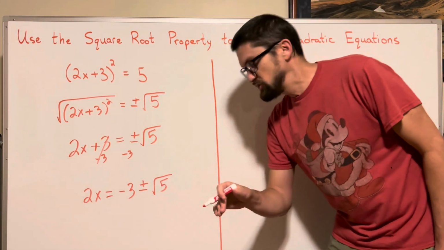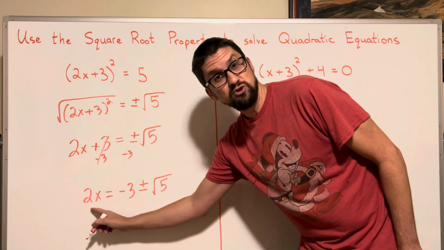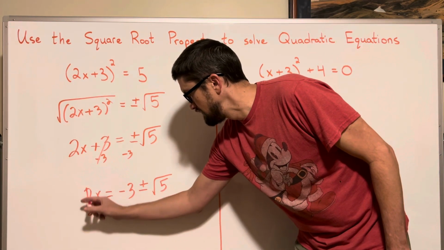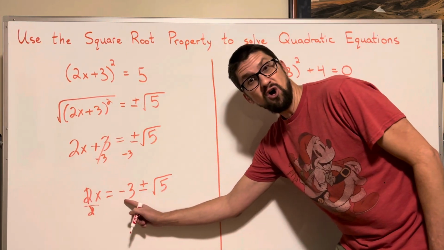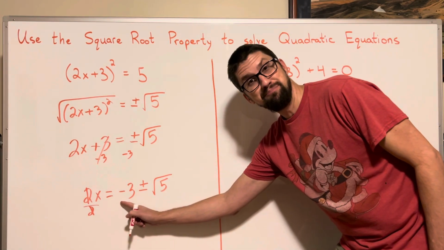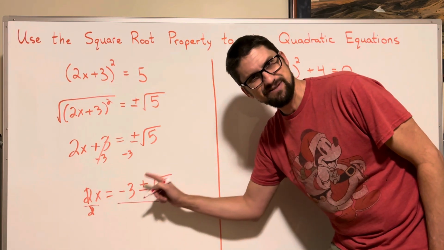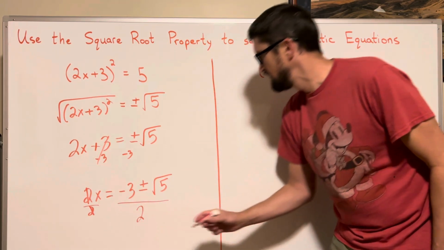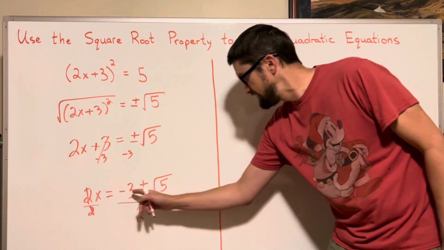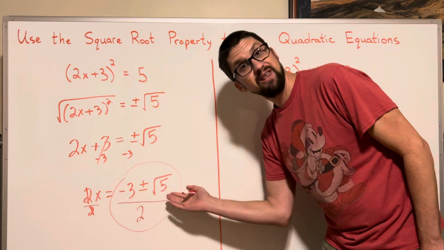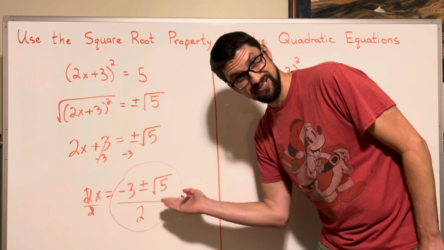And then the last thing to do is to get rid of this times 2 by dividing both sides by 2. When I divide 2 on this side, I want to draw a big line. The whole thing is being divided by 2. Make sure it's simplified. There's no common factors here, so this is considered simplified.